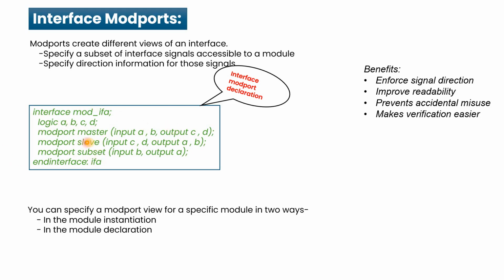Similarly, we have a slave mode port where C and D are inputs and A and B are outputs. And again we have a subset mode port where the input is B and the output is A. So here we are defining different views of this interface with directions. It has benefits: it enforces signal directions, improves readability, prevents accidental misuse of the signals, and makes our verification easier.